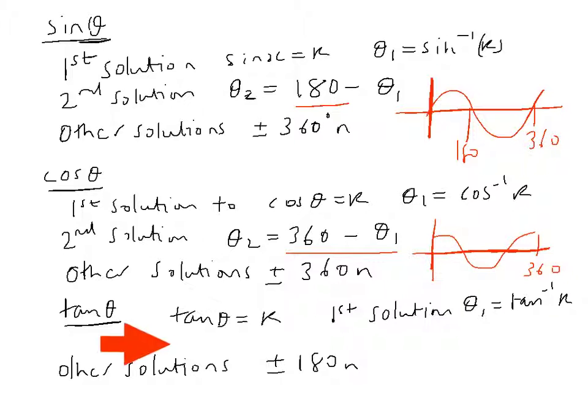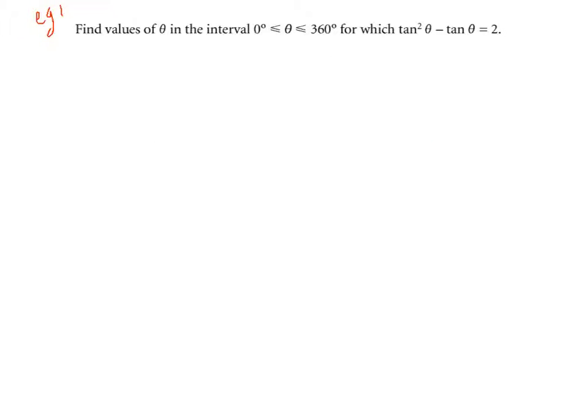And finally, for tan theta, we have our principal value, and then we can add or subtract 180 degrees to generate further values. Okay, I'm going to run through 3 examples. Let's start with this one here.